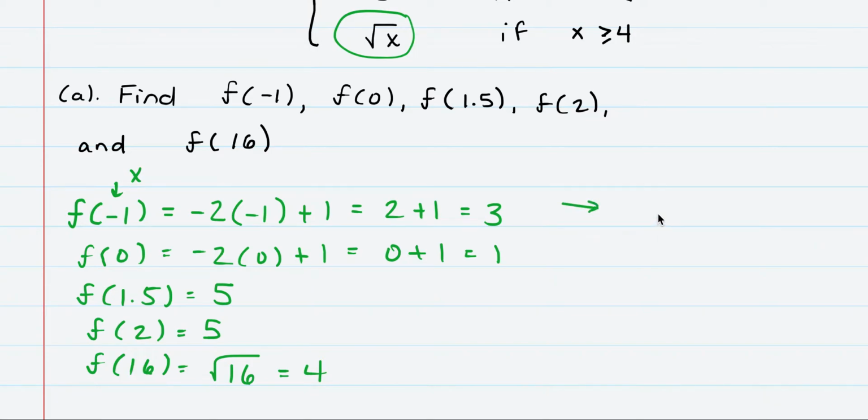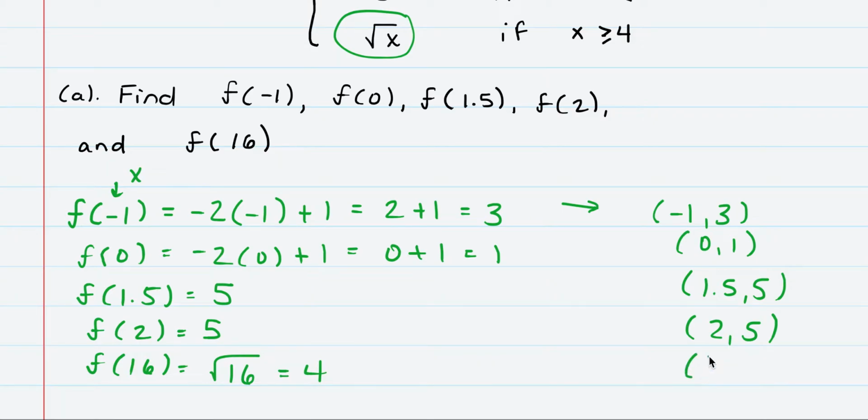Remember, if we try to graph this function, we're going to have the following points on the function: negative 1, 3, 0, 1, 1.5, 5, 2, 5, and 16, 4. And that's because these are our x values and these are our y values.